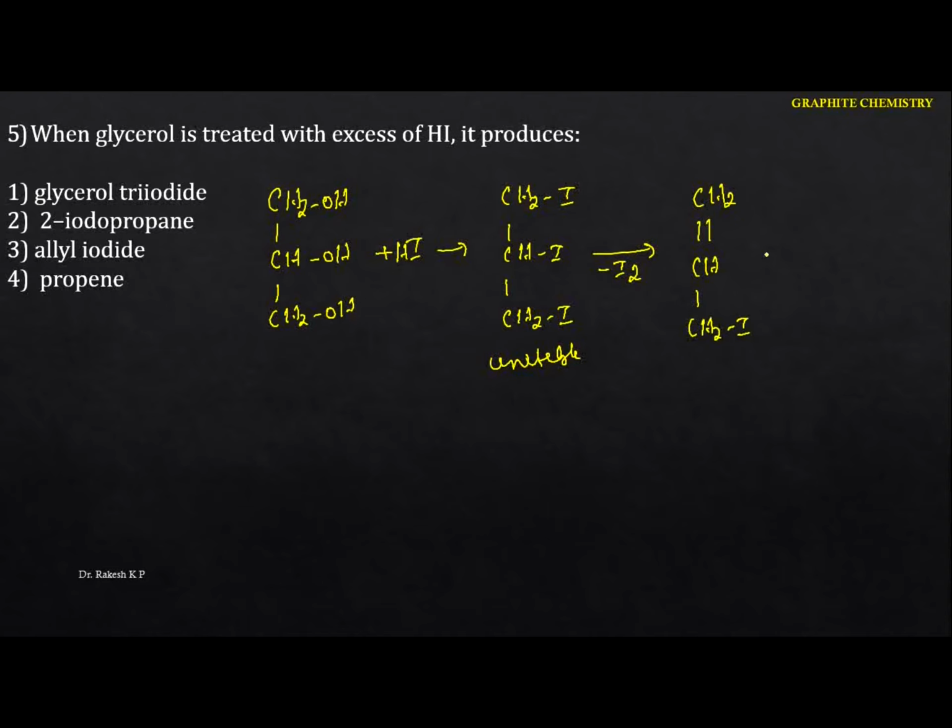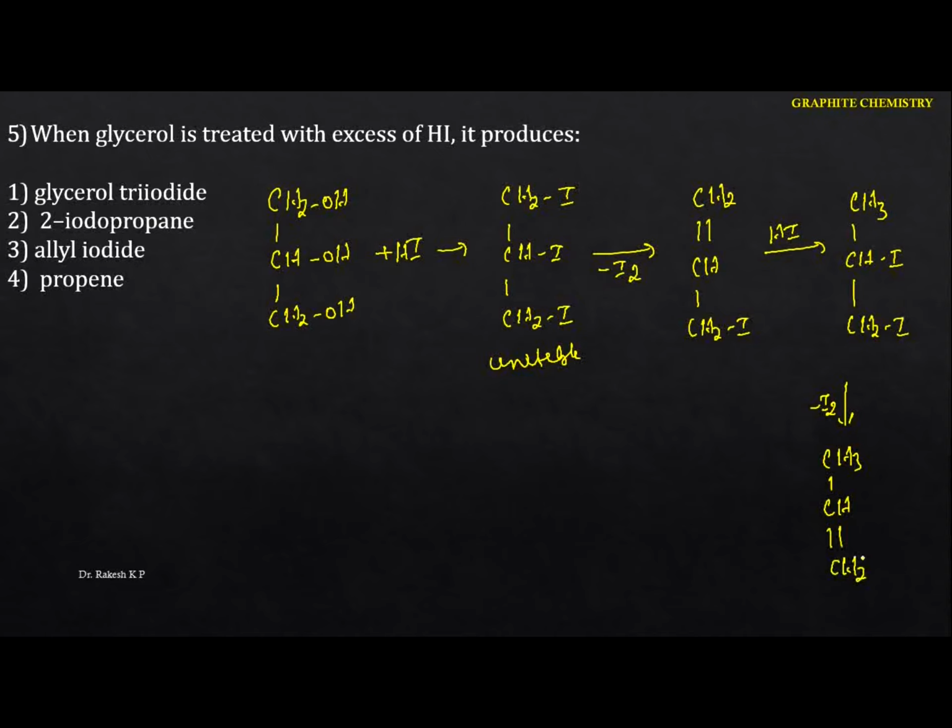Again, we are adding excess hydrogen halide, which attacks the allyl iodide according to Markovnikov's rule. Here we get the compound CH3CH, then I, and CH2I. Again, you identify the adjacent carbon atom having iodine, which is unstable and eliminates the iodine molecule to form CH3CH=CH2.